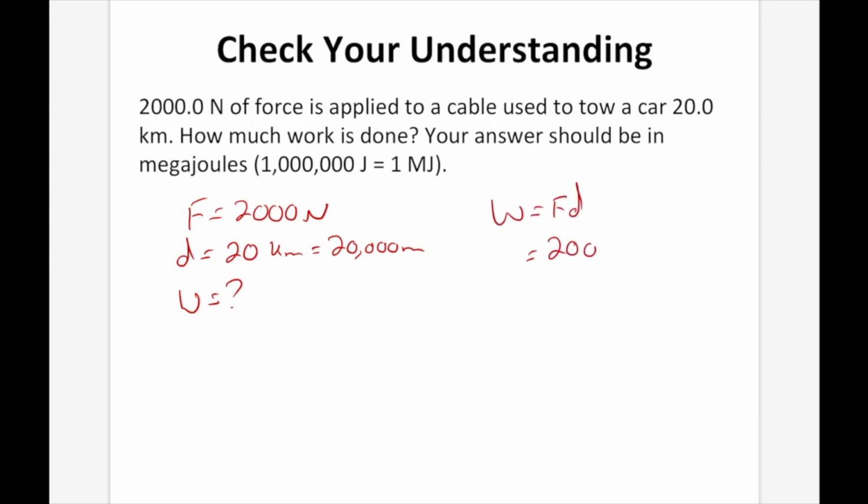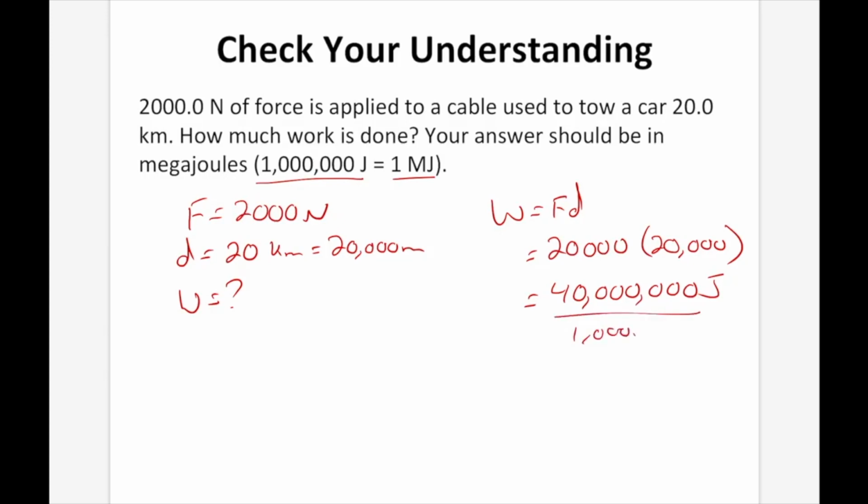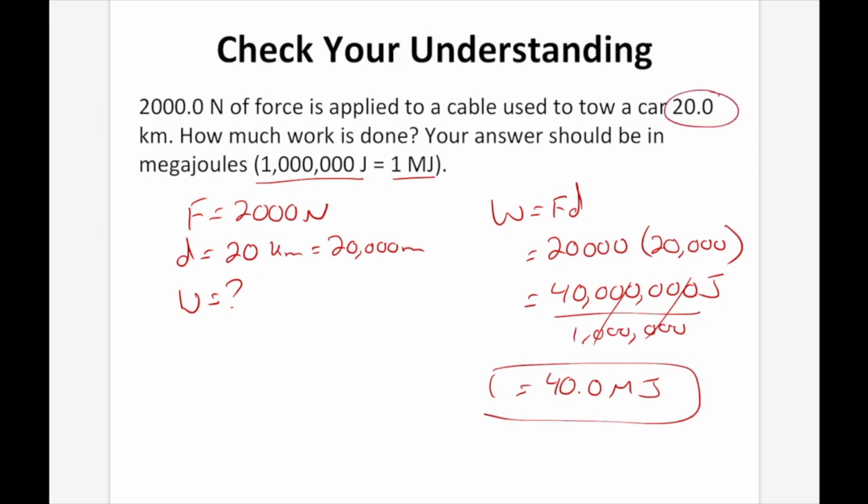Force is 2,000 times the distance, which is 20,000. And that equals 40 million joules. Now we're told that 1 million joules equals 1 megajoule. So we're going to divide that by 1 million. And we're left with 40.0 megajoules. 40 because we have 3 sig digs there.